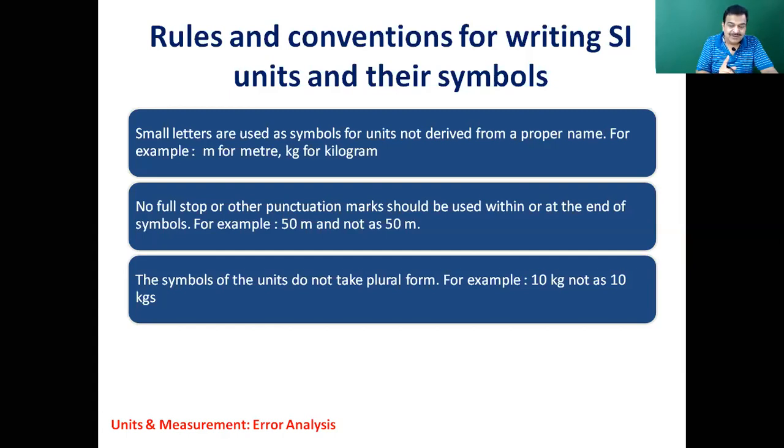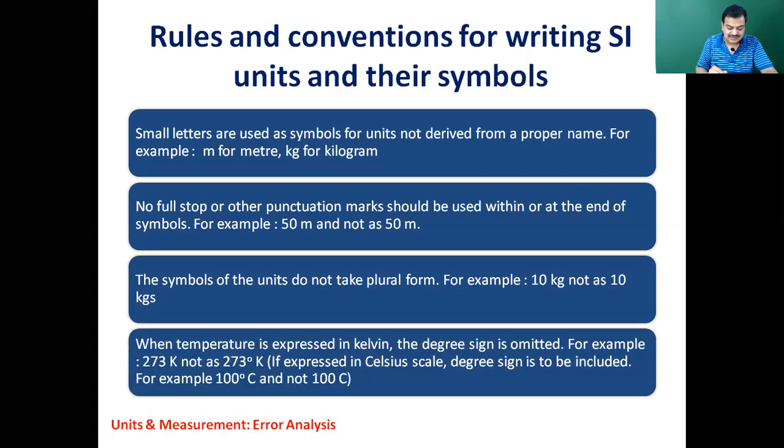Got my point? तो बेटा ये बेसिक होता है जो बता देता है, पढ़े लिखे हो या बेवकूफ हो, कि कहीं आपने लिखा it is 10 kilograms of mango. No, it is 10 kg of mango. Next, when temperature is expressed in Kelvin, the degree sign is omitted. You cannot say 100 degree Kelvin. No, it is 100 Kelvin.